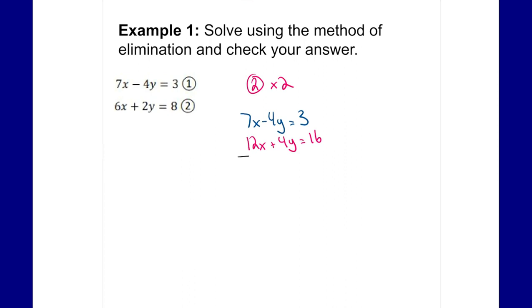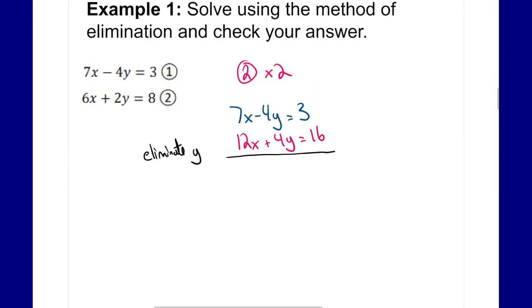So now I've multiplied the second equation by 2, and now we have a common coefficient for y. So now I'm going to choose to eliminate y, and we're going to do that by either adding or subtracting the two equations. If I look at my two coefficients on y, one is negative, one is positive. Our steps say when the signs are different, we are going to add the equations together.